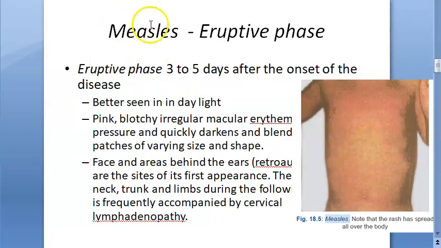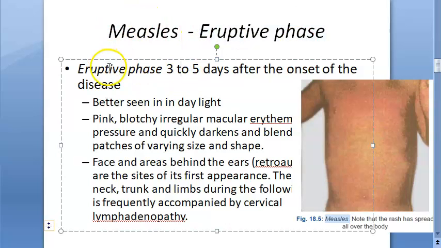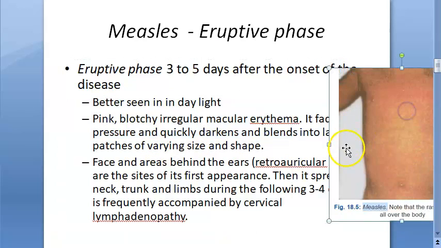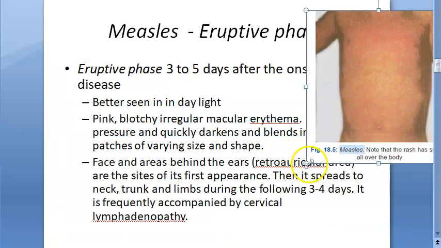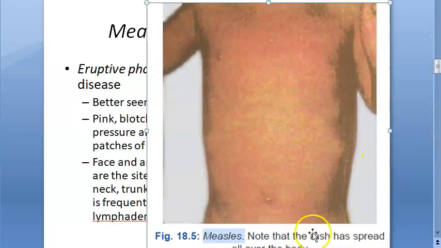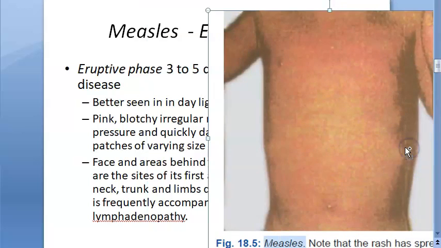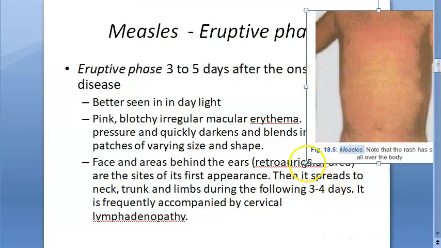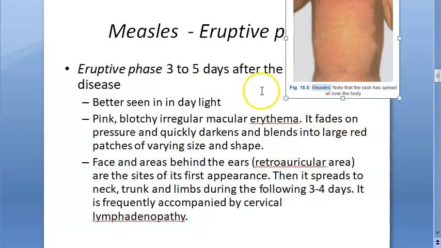Okay. Then eruptive phase, 3 to 5 days after the onset of the disease. You can better see it in daylight. Pink, blotchy, irregular, macular erythema. Let us see this photo first. Wait. What is there in this photo? Note the rash has spread all over the body. Okay. So this is the eruptive phase.